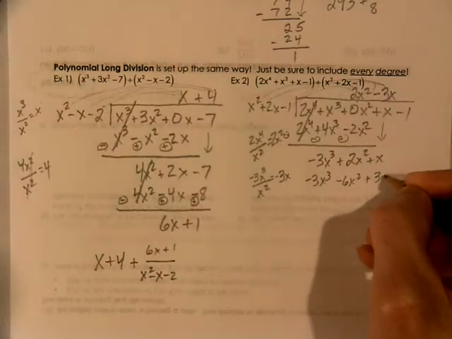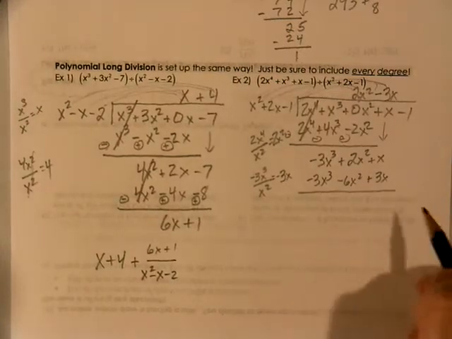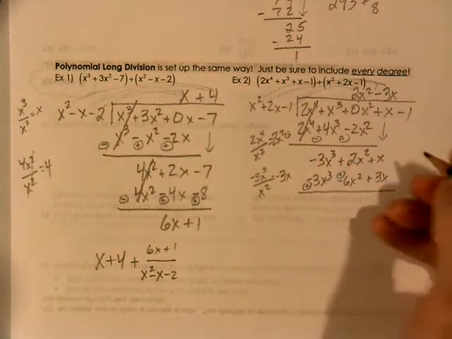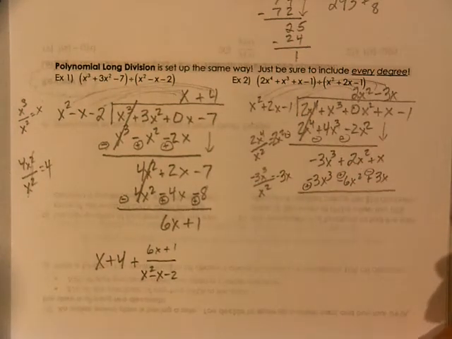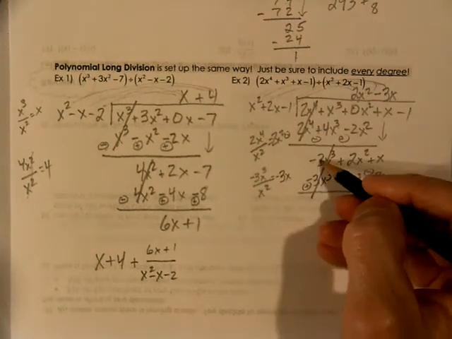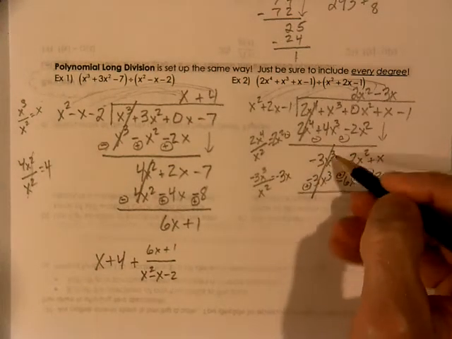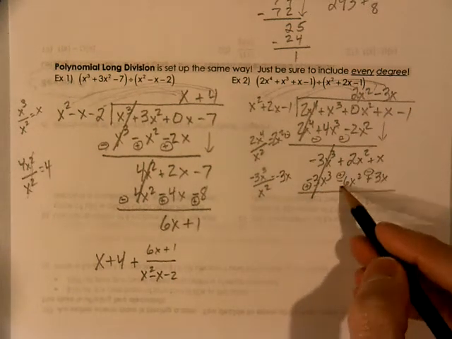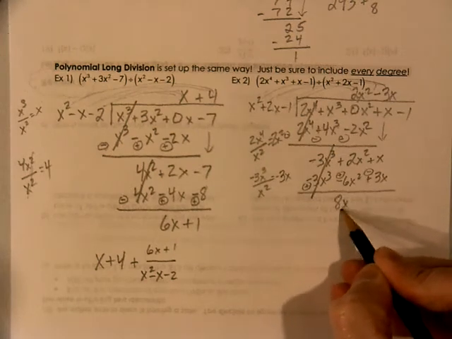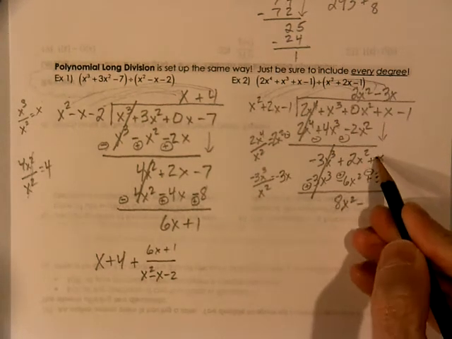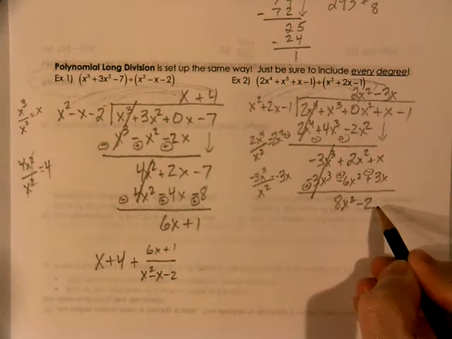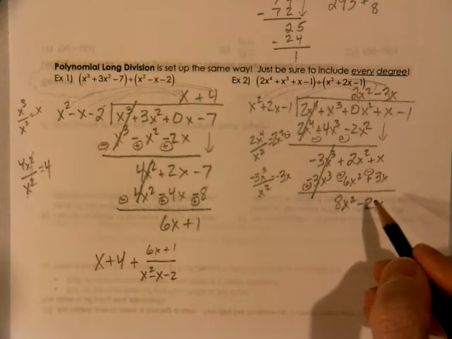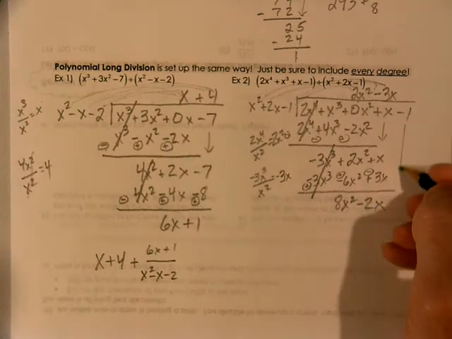Positive 3x. Change the sign, change the sign, and change the sign. So these are going to cross out. One's negative, one's positive. They're the same otherwise. These two add together to be 8x squared, minus 1 minus 3 is negative 2x. And then you bring down your negative 1.